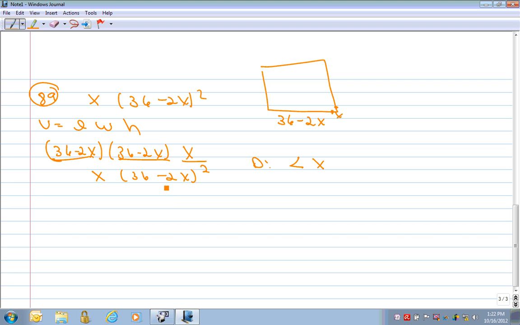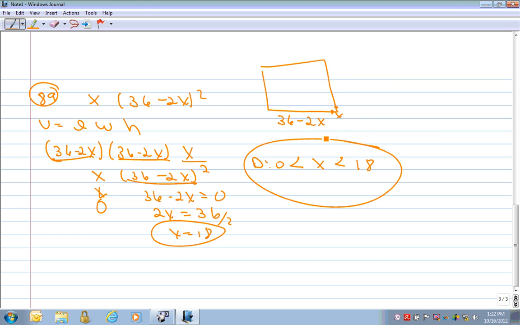So let's identify the zeros. That would be at 0. Or, look at this, we have 36 minus 2x equals 0. If you move the 2x over, you get 2x equals 36. You divide by 2, and x is 18. So, x is between 0 and 18, because the volume can't be 0. So if you plugged a 0 back in, your volume would become 0, and that can't happen. So there is the answer to that problem.